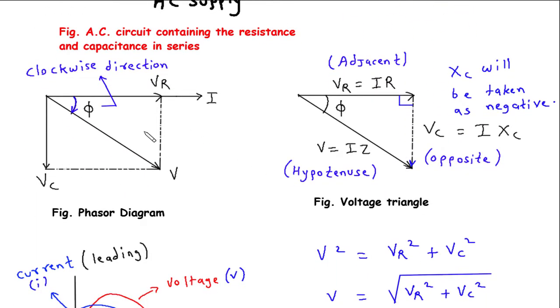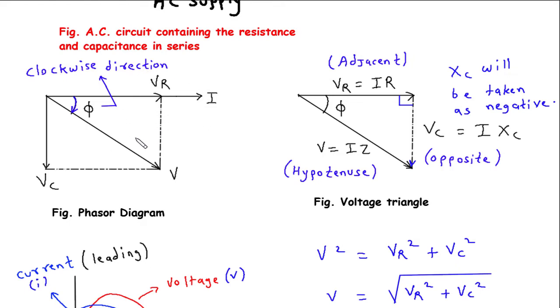This is a phasor diagram. This is the current as a reference. Now this VR is the voltage drop across resistance R, so VR and I are in phase. This is VC, the voltage drop across capacitor C, so this VC is lagging this current I. This V is the resultant voltage. This is phi in clockwise direction.